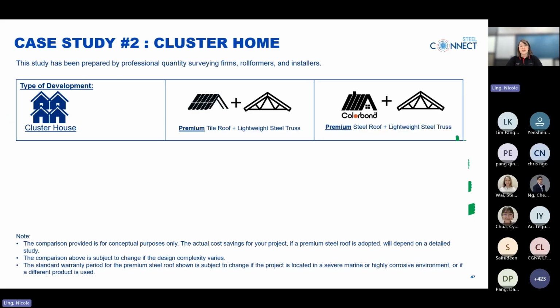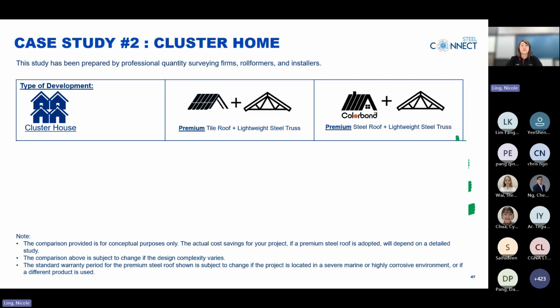In this case study 2, cluster home, again, we are comparing premium tile roofing with premium steel roofing based on the same cluster home roof design, ensuring the findings are consistent and relevant. Starting with roof construction costs, the premium steel roof once again delivers savings of up to 8.5% compared to premium tile roofing. Lightweight truss costs show the same result. Tile roofs are much heavier, so they need stronger and more materials for structural supports. Because of this, using steel roofing can save up to 23% on lightweight truss costs.